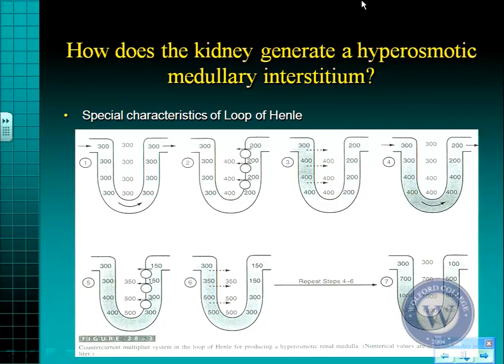causing a concentrating effect. So under normal circumstances, you remove about 85% of what you filtered in water by the time you leave the loop of Henle. The diluting effect that you end up seeing has to do not with water movement, but rather with solute movement. But really, by the time you leave the loop of Henle, 85% of the volume has been transferred back into the interstitium and back into the blood vessels. And that's important to understand.